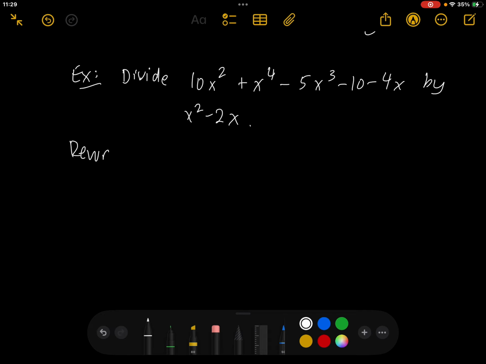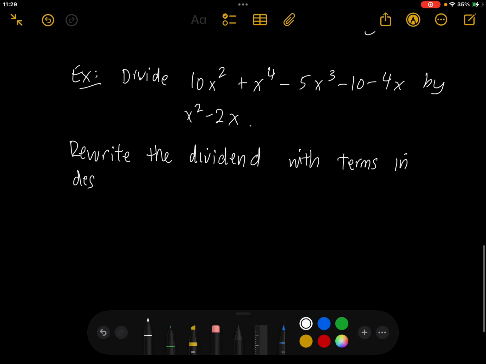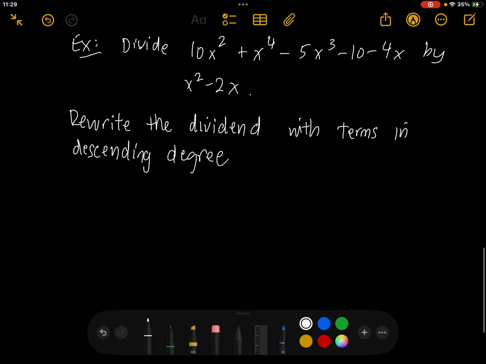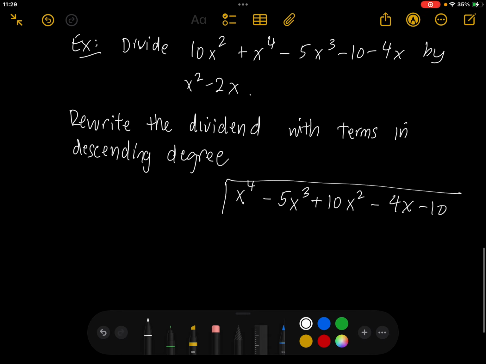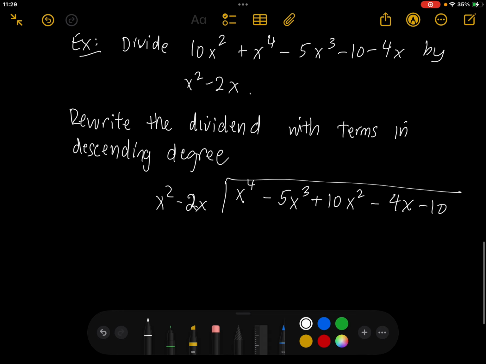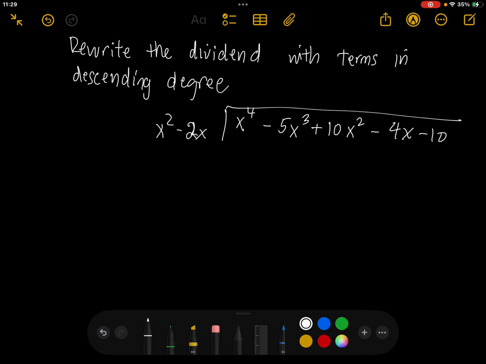So rewrite the dividend with terms in descending degree first. So then you're going to get x to the 4th power minus 5x cubed plus 10x squared minus 4x minus 10. And now we divide by x squared minus 2x. Okay, so we repeat the process. You should try doing it and see what you get. Okay, let's see what we get.